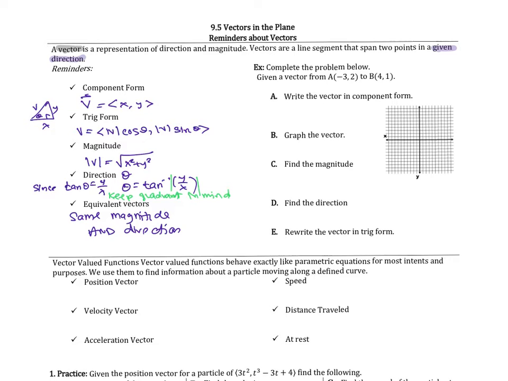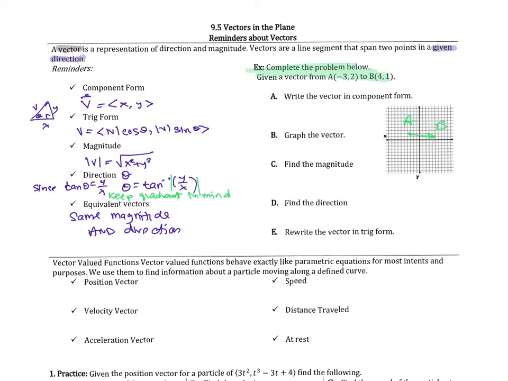Using this example over here, we are given a vector from the point negative 3, 2, which is A, to 4, 1. So go ahead and graph this vector. We're actually going to graph it first. You can see that this is traveling from the point A on the left to the point B on the right.